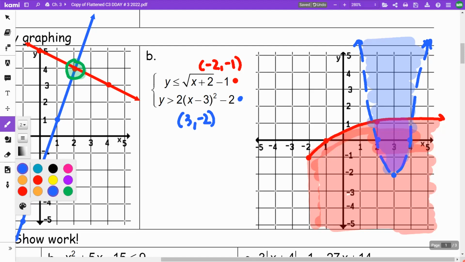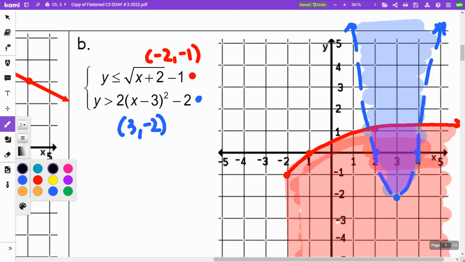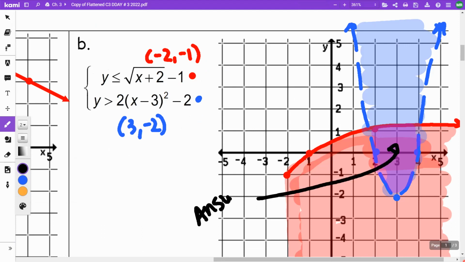So I'm just going to write answer here so that we know that this region right here is going to be my answer. Any point in there is going to make this system true.